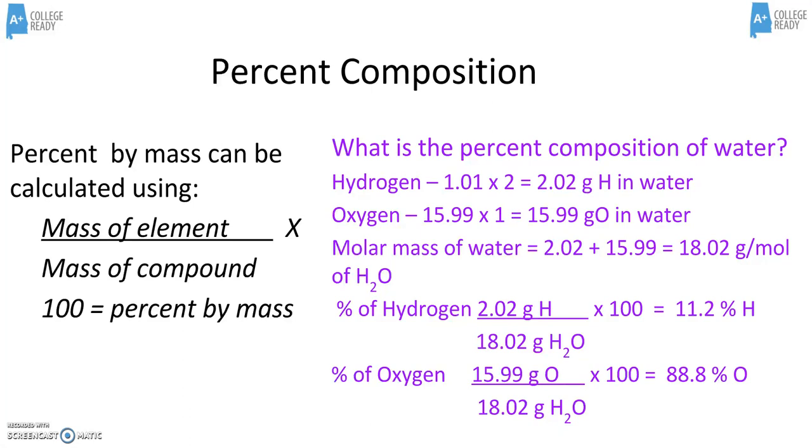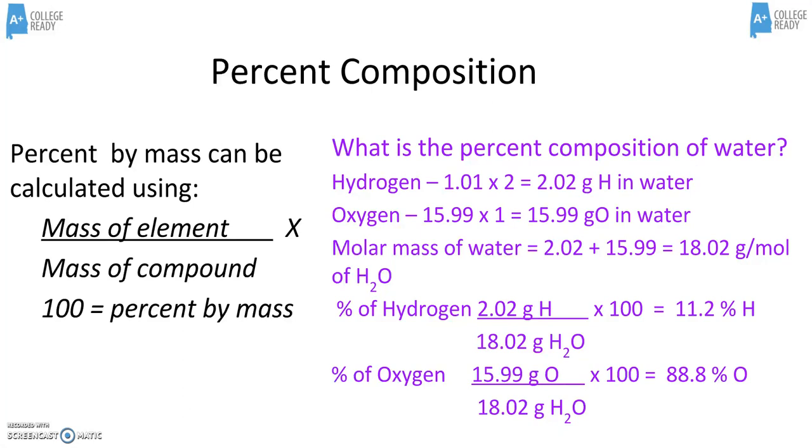So I have to take my hydrogen. The atomic mass of hydrogen is 1.01 from the periodic table, remember, times 2 because we know water is H2O, and I multiply that to get the 2.02 grams of hydrogen in water. Then oxygen, I know from my periodic table is 15.99 or 16, depending upon which value you want to use, times 1, because there's only one oxygen in water, will give me, of course, the 15.99 grams of oxygen.